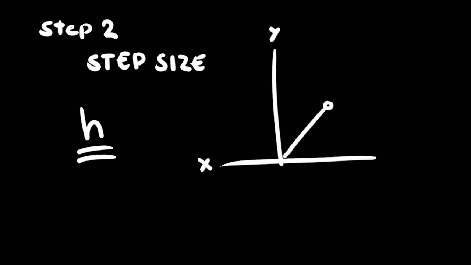In continuation, move on to step 2. Here is when we choose a step size, and we assign that to the variable h. This determines how far we move along the x-axis in each iteration. Be cautious though, because too large a step size may lead to inaccurate results, while too small a step size increases computational cost.